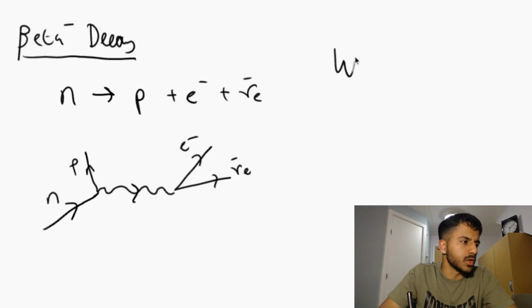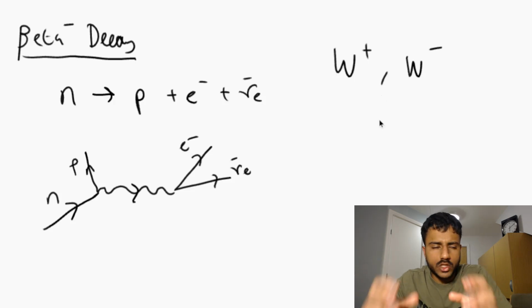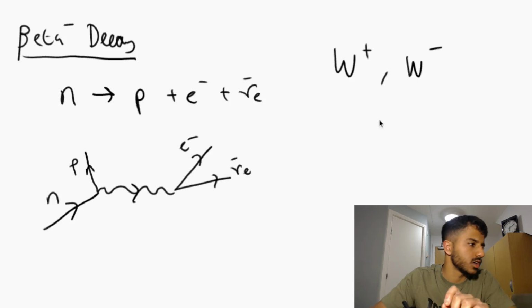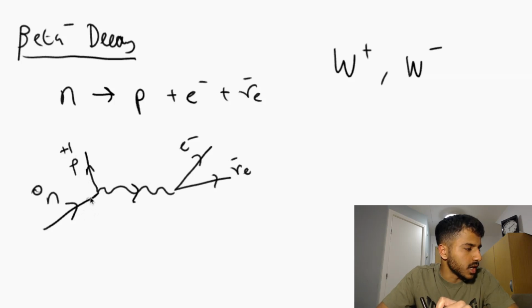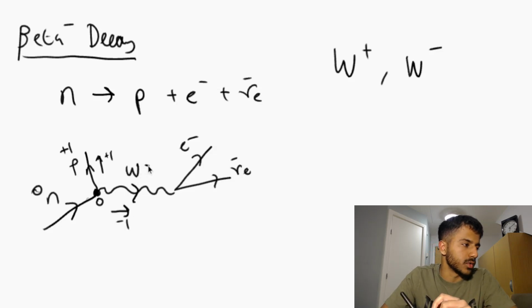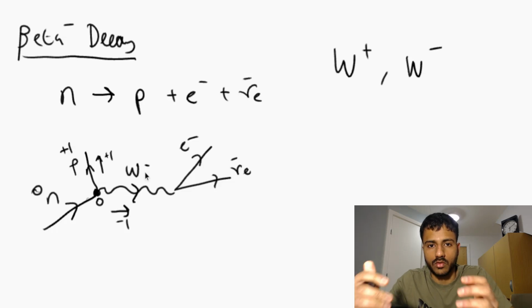So we have the W plus boson and the W minus boson. And you need to decide, well, which one is going to be responsible for this particular decay. Well, let's have a look. We know that this neutron has a charge of 0, and this proton has a charge of plus 1. So as it comes to this point here, you have an overall charge of 0 because of this neutron, but then a plus 1 charge goes that way. So in order to balance it out, you need a charge of minus 1 going this way. So in this case, you're going to have your W minus boson responsible for this decay.